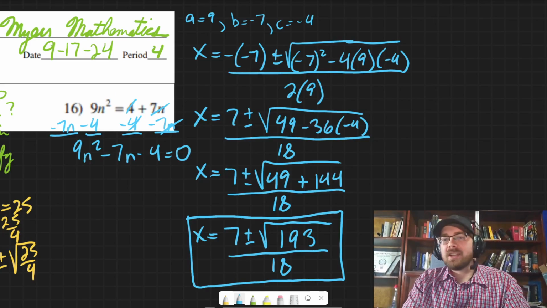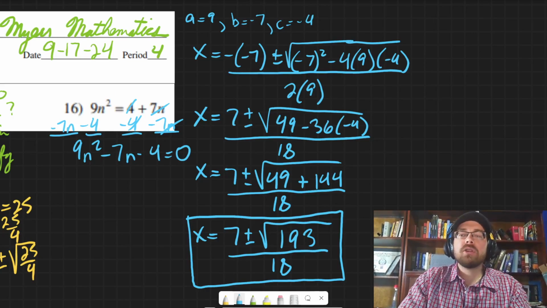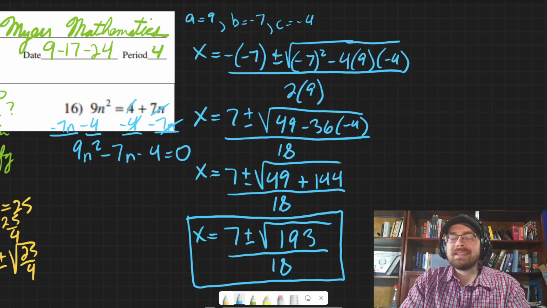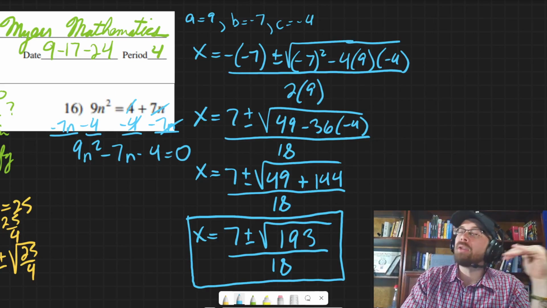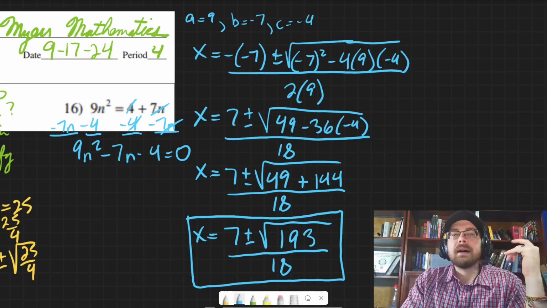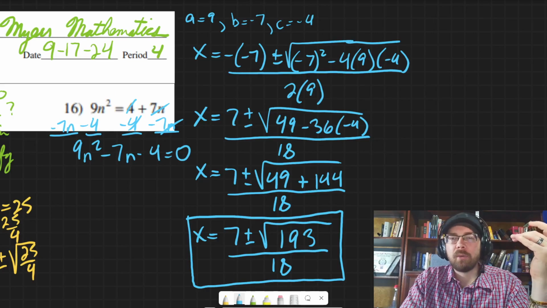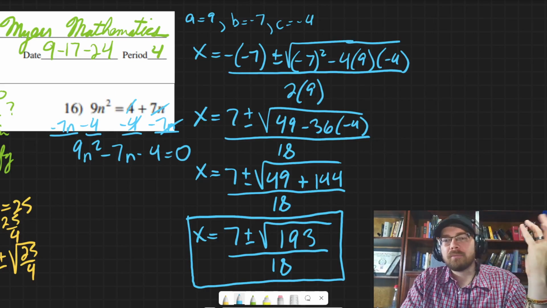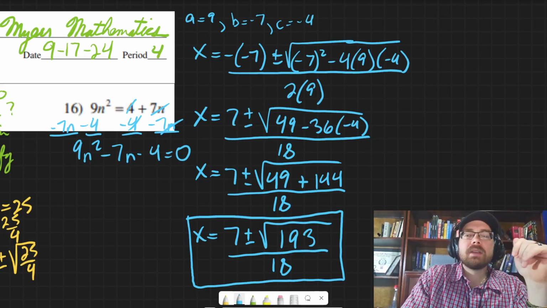If you want to check it, you can plug it back in. I don't recommend doing it that way, but you could, because the square root of 193 is irrational. This is an irrational answer, so you're not able to factor it some other way to check your work, unless you did completing the square. But completing the square is also kind of the worst. It's like Ralphio. It's not the worst, but it's close to the worst.